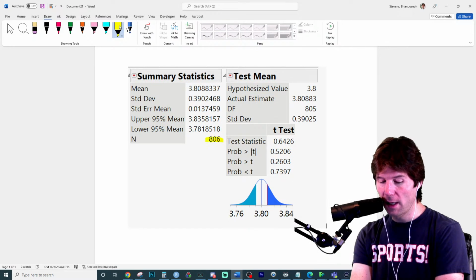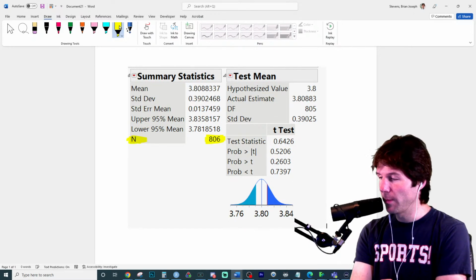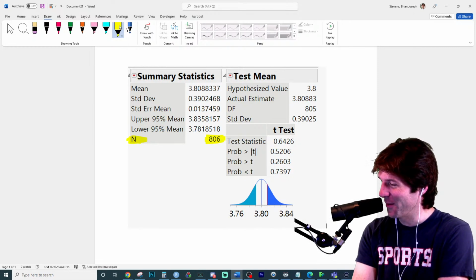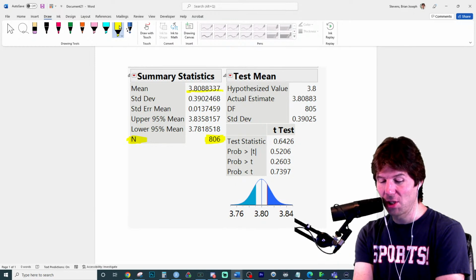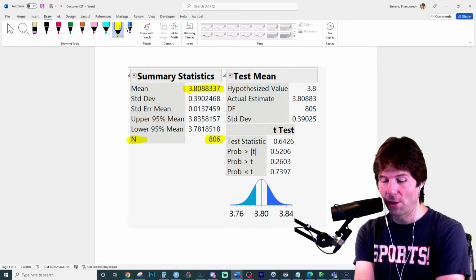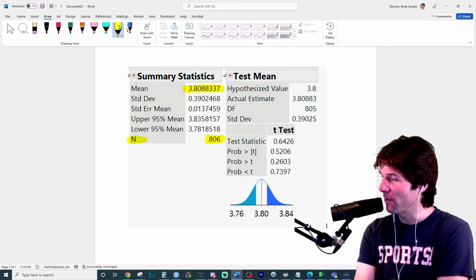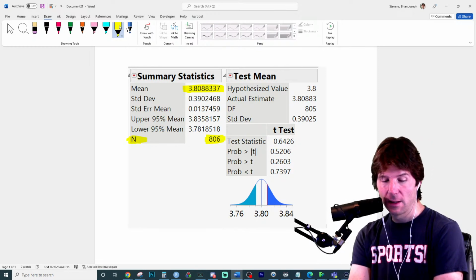We talked to 806 UTK students. That's the sample size. From the 806 UTK students, they had an average GPA of 3.80088337. We were very exact in our calculation. The standard deviation, which is a measure of variation, is 0.39. That's a measure of spread of the data.